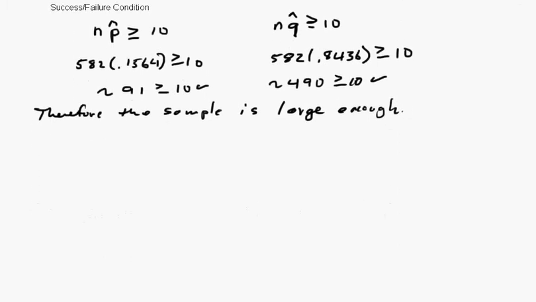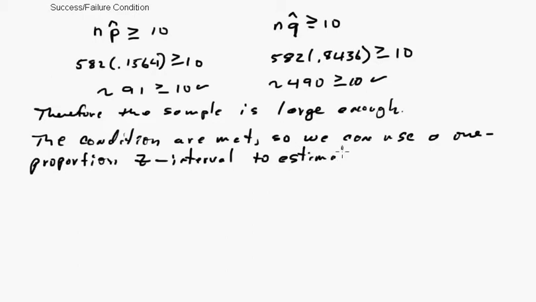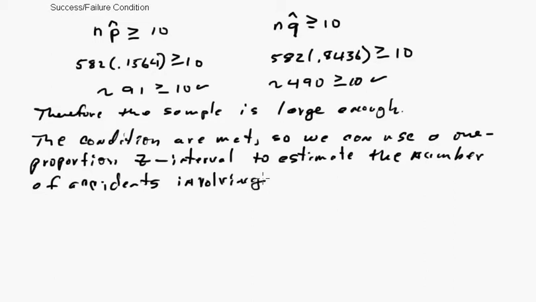Okay, so the conditions are met. So we can use a 1 proportion z interval to estimate the number of accidents involving, you-know-who, teenage drivers.